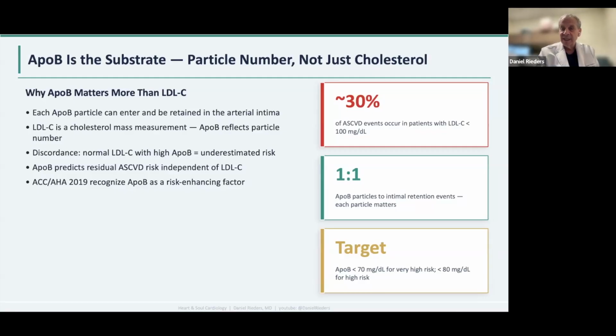So this is in red on the right. Pay attention. About 30% of patients that have events have LDL-C at goal. 30%. So just having a so-called normal LDL cholesterol, which is measured everywhere, it is the metric that everybody measures, there's still a 30% rate. We can do better than that.